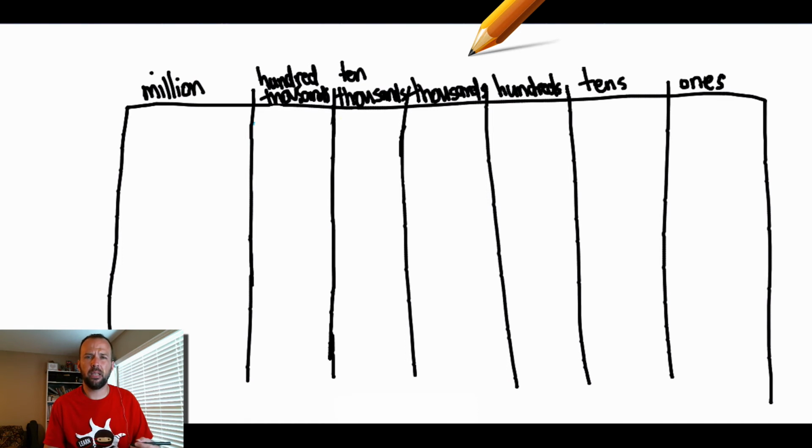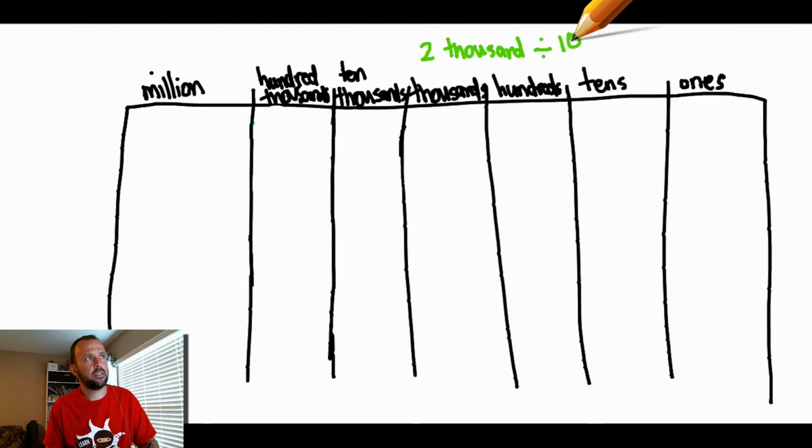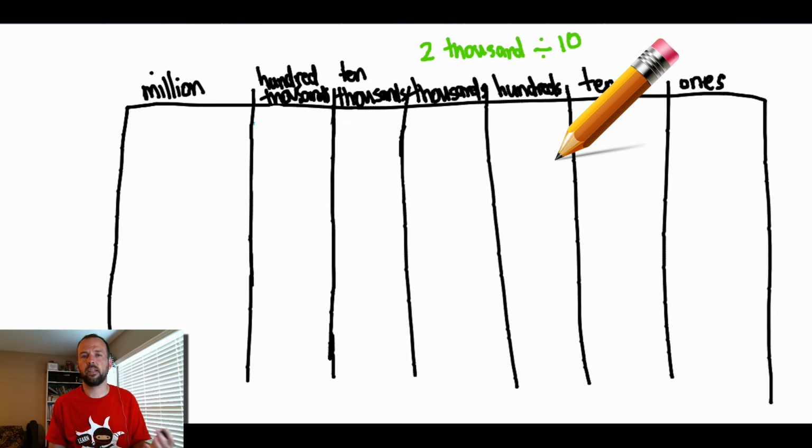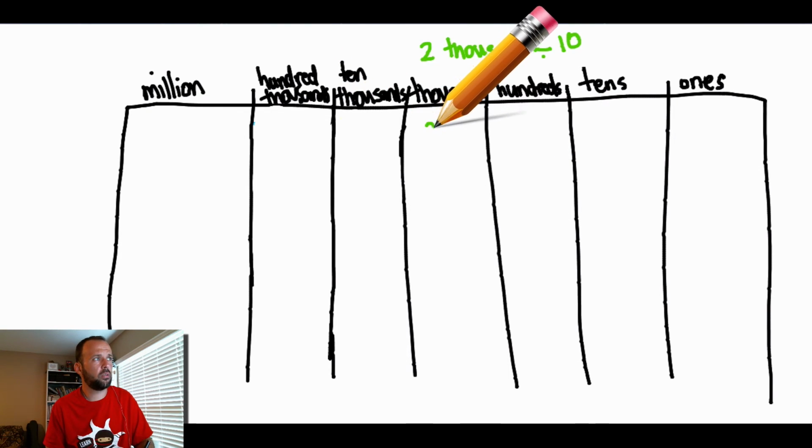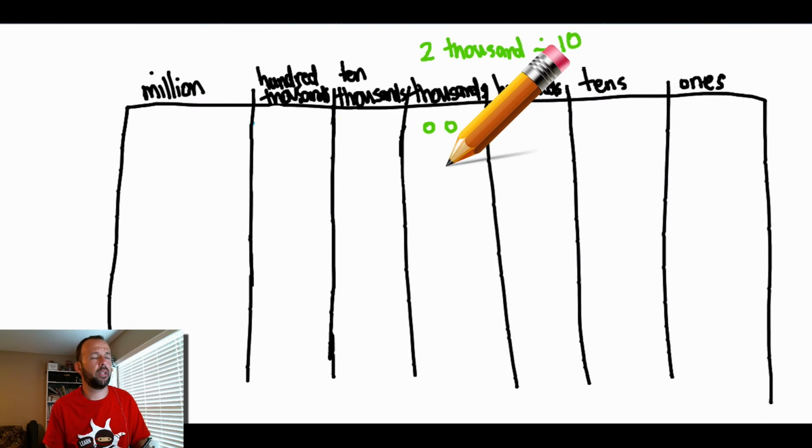So I'm going to start by writing up an example, and then we're going to talk about it a little bit. So let's start with if I had 2,000 and I was going to divide that by 10. Okay, so I'm not multiplying by 10 this time. This time I'm dividing by 10. So the first thing I want to do is represent that 2,000 on my place value chart. Okay, so if I had 2,000 on the place value chart, I'd have 1, 2 right here. Okay, and that's easy enough. We can represent it that way.